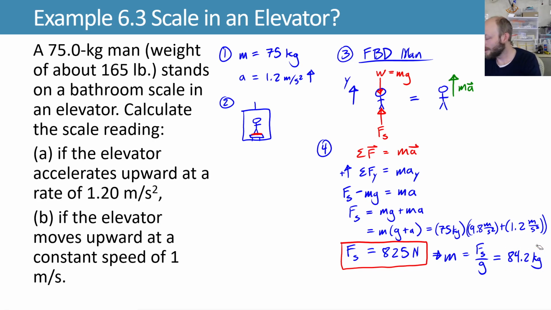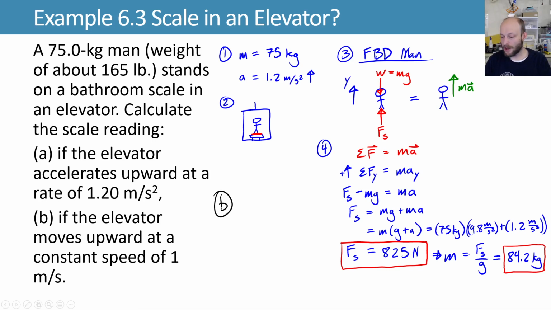So if your scale is indeed reading in kilograms, then it would read 84.2 kilograms. That's higher than 75 kilograms. And why is that? Well, it's because we're accelerating upwards. So we're being forced downward into the scale. You can think about it like that, or the scale is forcing itself up into us. So the interaction between us and the scale is more than it would be normally. Lovely. All right, what about part B?